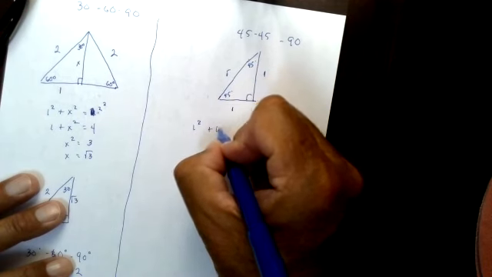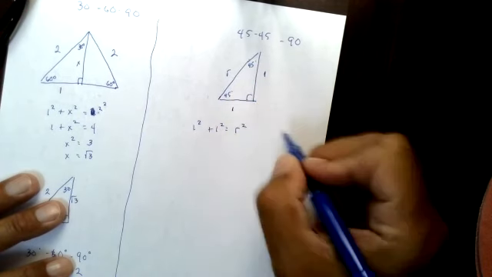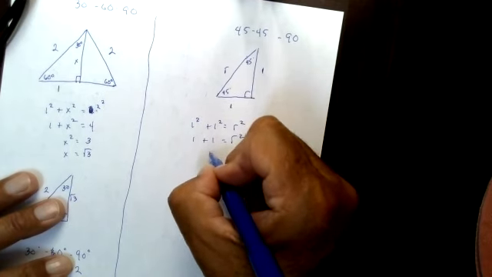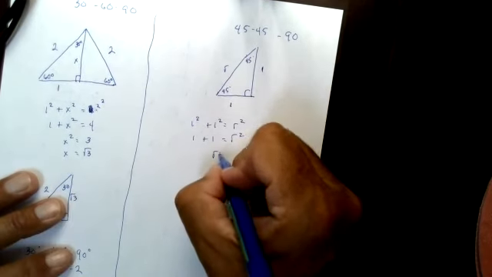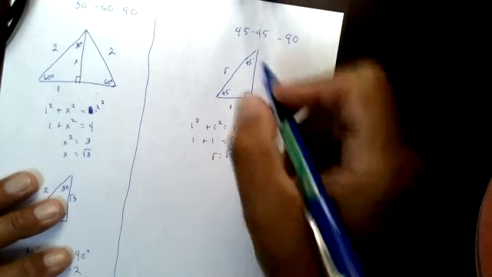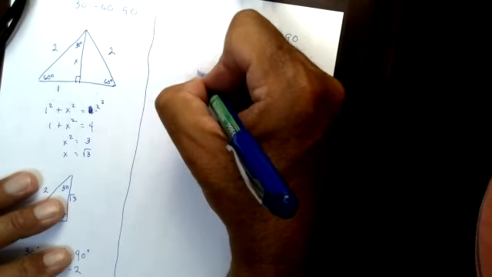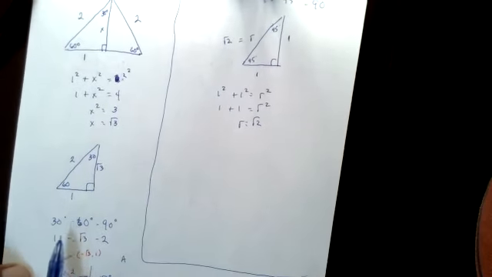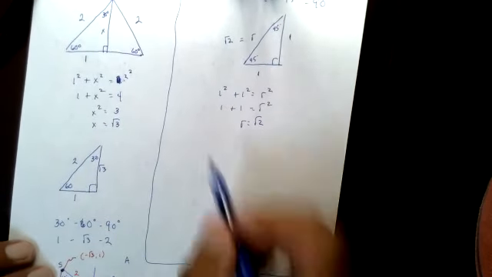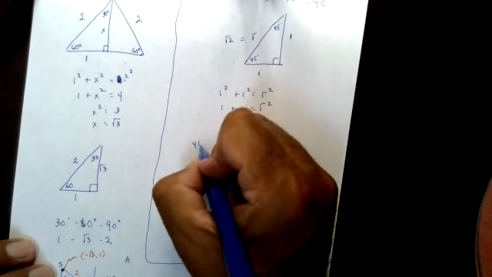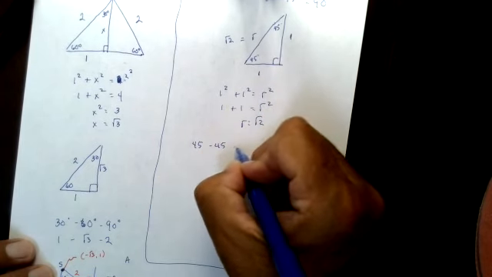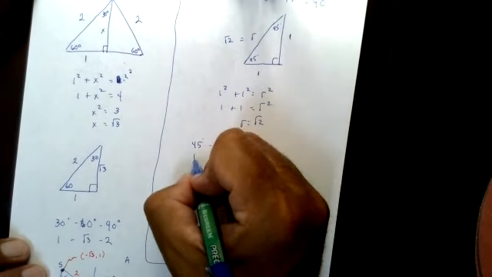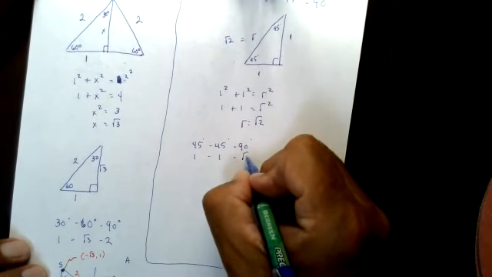1 squared plus 1 squared equals R squared. 1 plus 1 equals R squared. 2 equals R squared. R equals the square root of 2. So this guy becomes the square root of 2. So just like we looked at over here, the 30, 60, 90, we had values. We're going to have the same thing for the 45, 45, 90 triangles. It's going to be 1, 1, square root of 2.